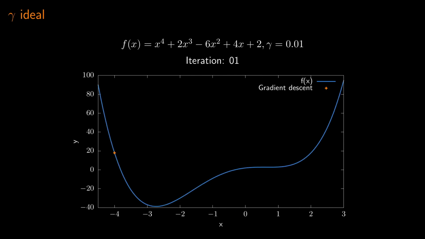Okay, so this is a slightly more interesting function than the one that we were looking at before, which was of course just a simple quadratic. So here we have a quartic function given by f of x equals x to the 4 plus 2x cubed minus 6x squared plus 4x plus 2.